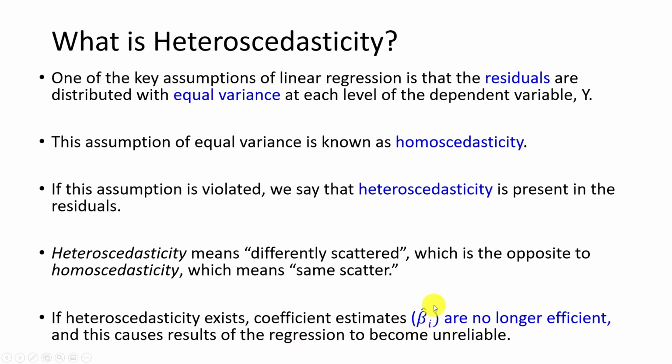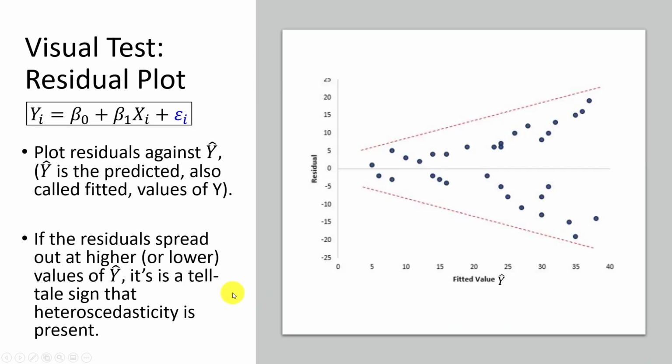regression to become unreliable. And so, when we conduct a cross-sectional regression, or any regression for that matter, there are two approaches to determining if in fact we have heteroscedasticity. The first is a visual test. For example, when you run a model such as this, we want to plot the residuals against the predicted values, y hat, the fitted values. And if the residuals spread out at higher levels of y hat, as shown right here, or at lower levels for that matter, it's a telltale sign, as I note here, that heteroscedasticity may be present.